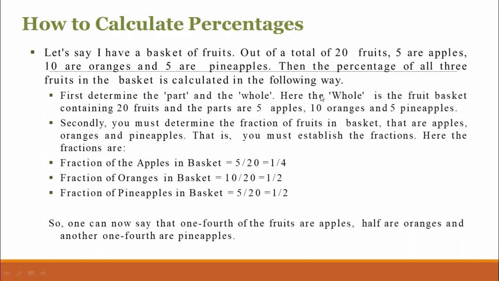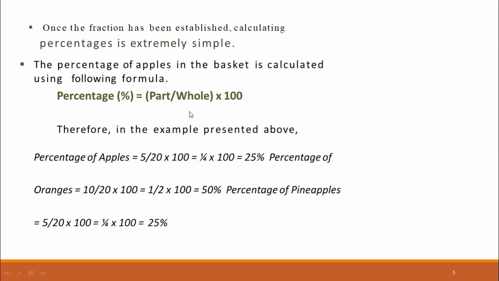First of all, point out the whole and the part, and then make the fraction for the quantity, and then using this formula we can calculate the percentage for a quantity. Percentage is equal to part divided by whole multiplied by 100. By this formula we can calculate the percentage, we can calculate the part, and we can calculate the whole. But when two things are given, then we can find the third quantity.